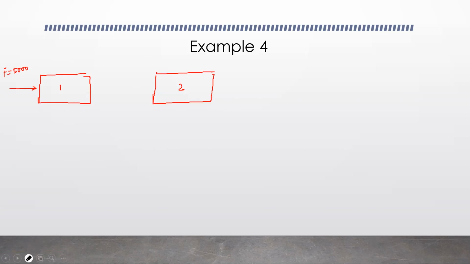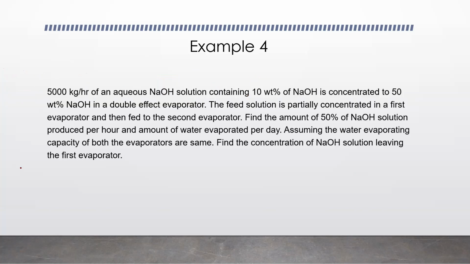So it's 5000 kg per hour, and its mole fraction is 0.1. Mass fraction, weight% is 0.1. And the product, which we have no idea what P is, but we know that XP is 0.5 because it is 50%. It has been concentrated to 50 weight%, right?